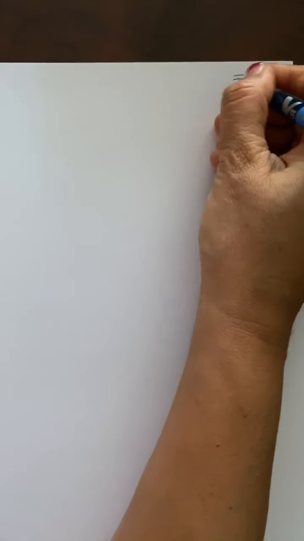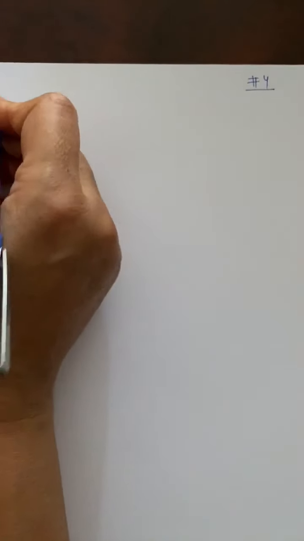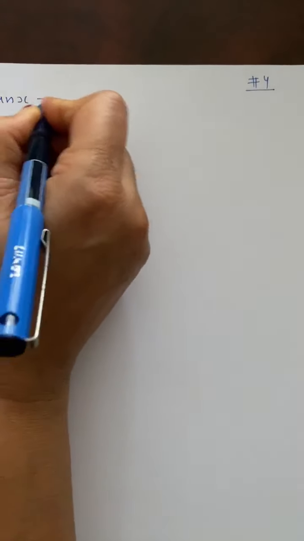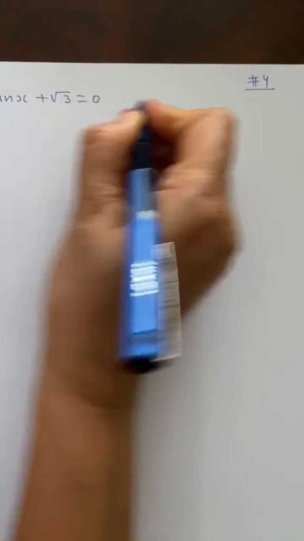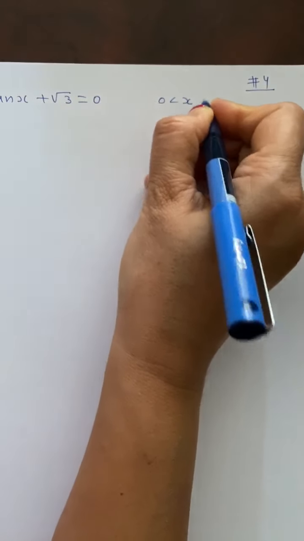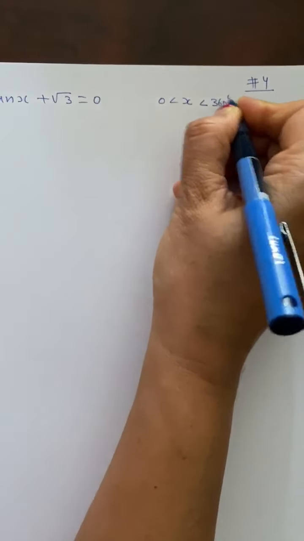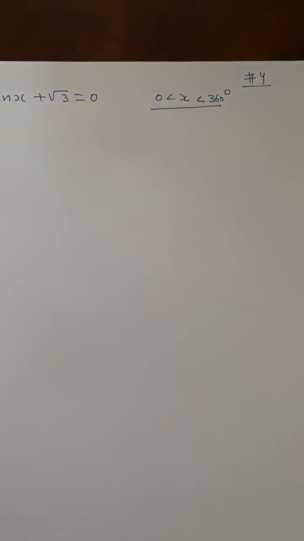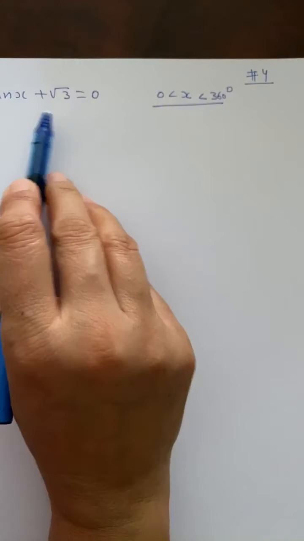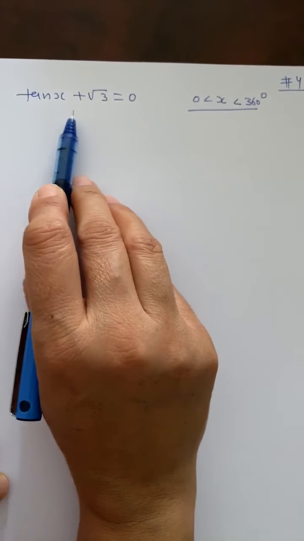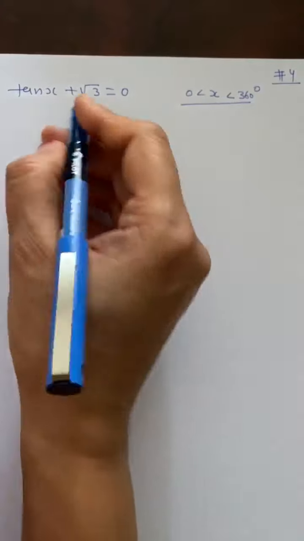Okay, so the next one I'm going to do is tan x plus square root of 3 is equal to 0, and then you have 0 less than x less than 360 degrees. I'm going to do it between these two. Now again here, you can see that this is slightly different than the previous one, and now I'm going to talk about what is so different here.